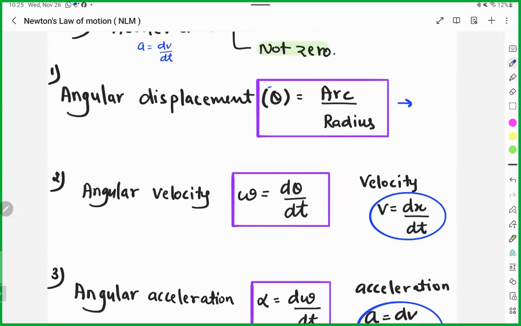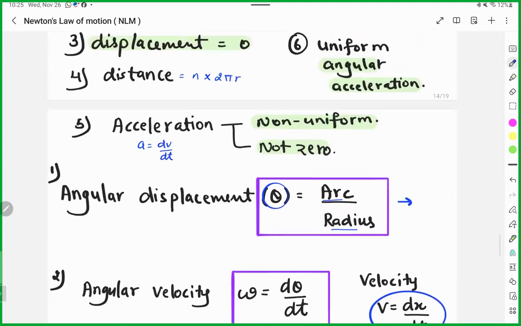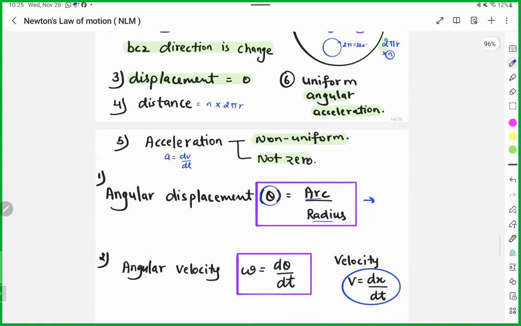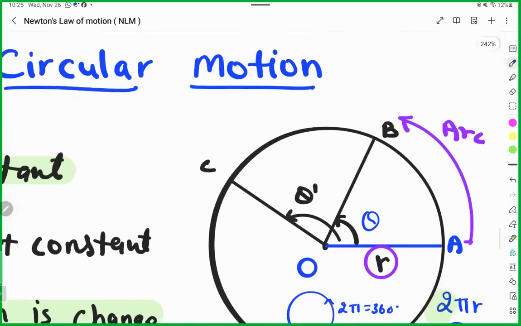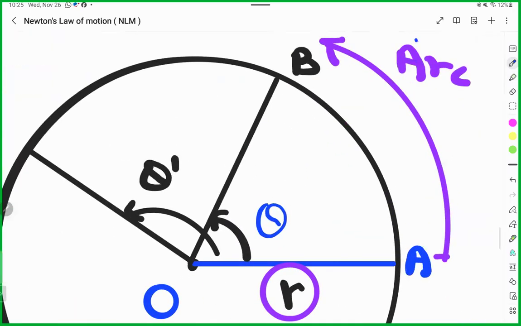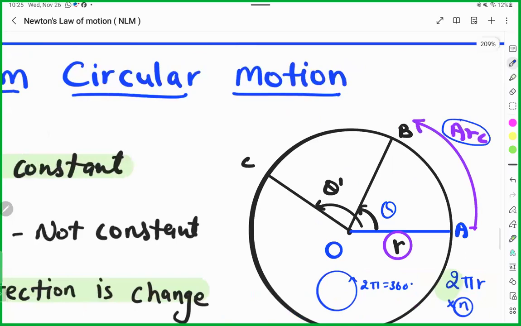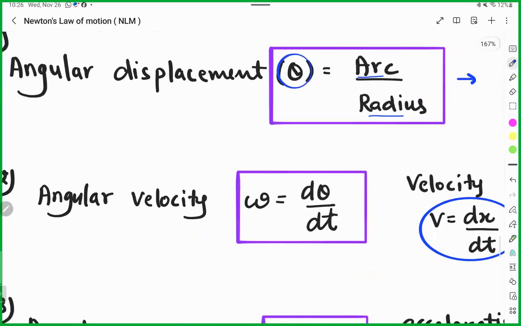Whatever is the angle made by this, it will be arc by radius. Got it? Arc by radius. That's how we calculate. See, in this situation, arc is this, by radius will tell you about the angle. Let me tell you one interesting thing. If you want to calculate arc, arc is equal to r theta. Correct.